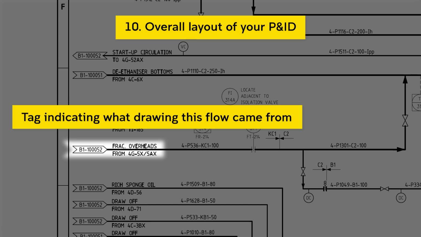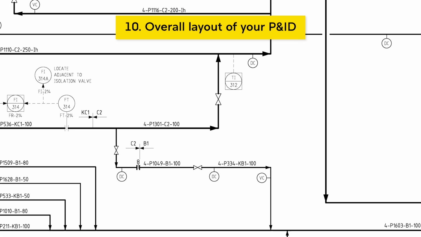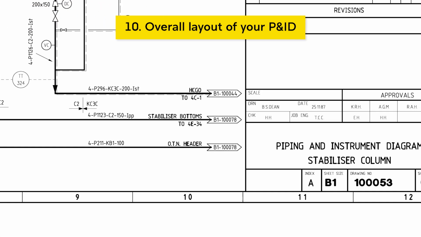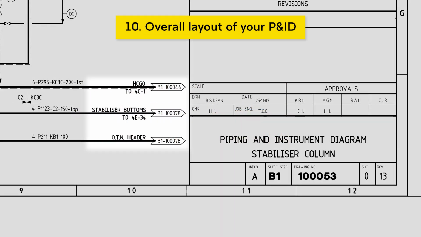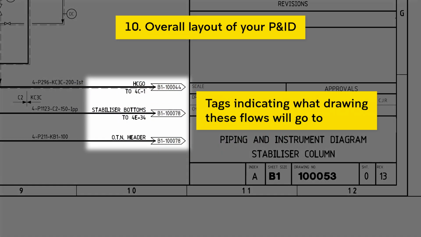equipment that it came from, or at least the process fluid that's there. Similarly, on the right-hand side of the drawing where flow is leaving the drawing, we want the same thing. Which drawing are we going to? So I can go to that drawing, I can find where it connects.